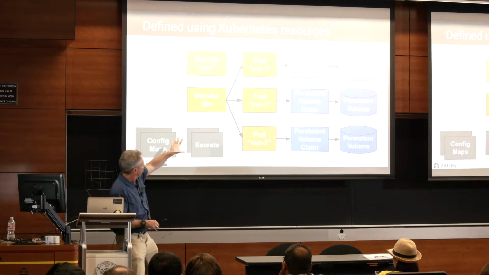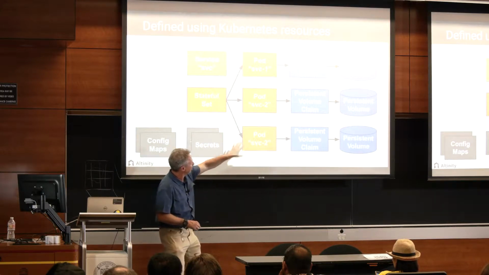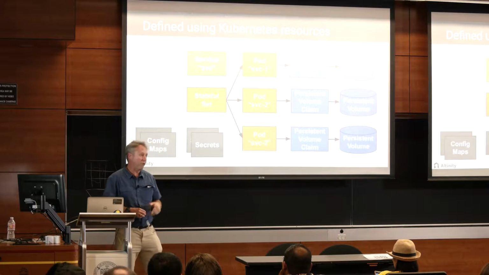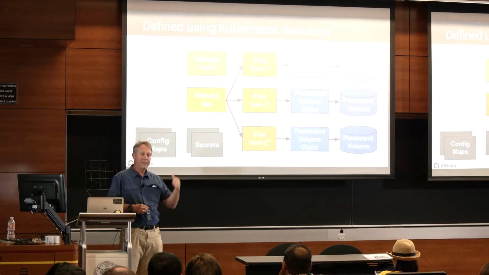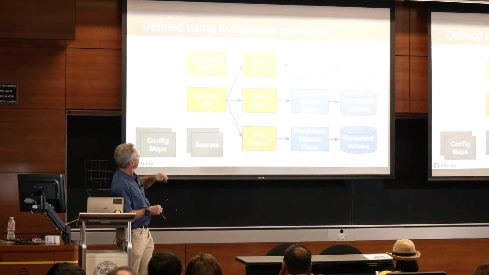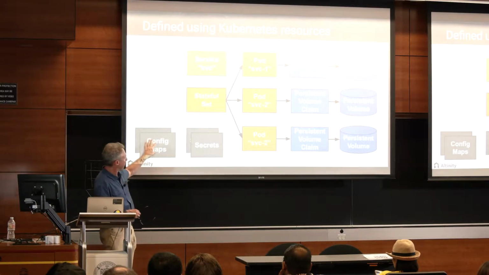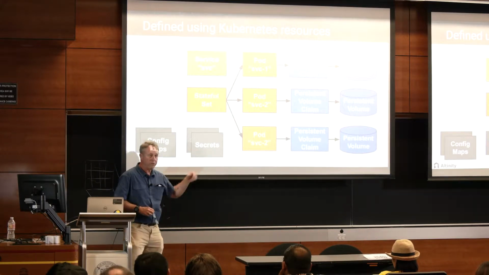That gets you here's your computation defined here, here's your storage, and then the final thing is there's a resource called a service. That's how you get into it. So for example, that could be a load balancer, as we'll see just in a second. And then there's a couple other things. There are things called config maps. These are configuration parameters that you can feed into one or more of these pods. And then you have things called secrets.